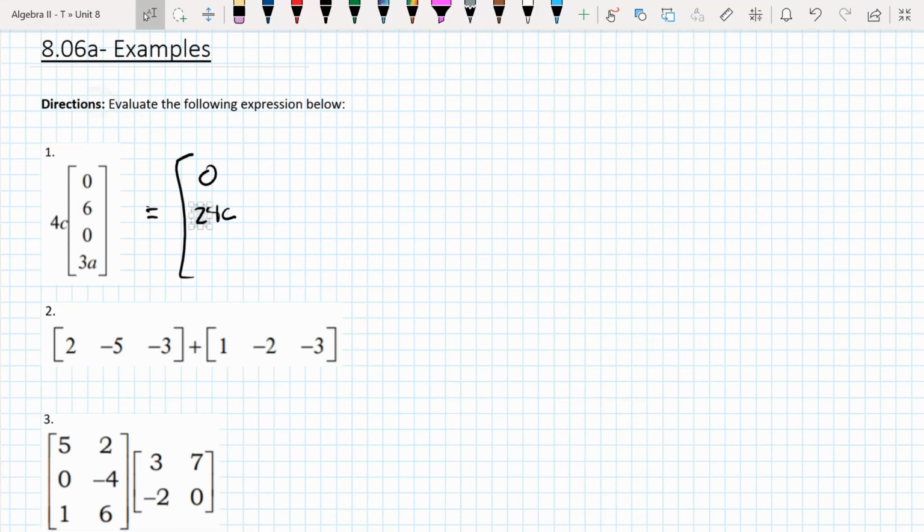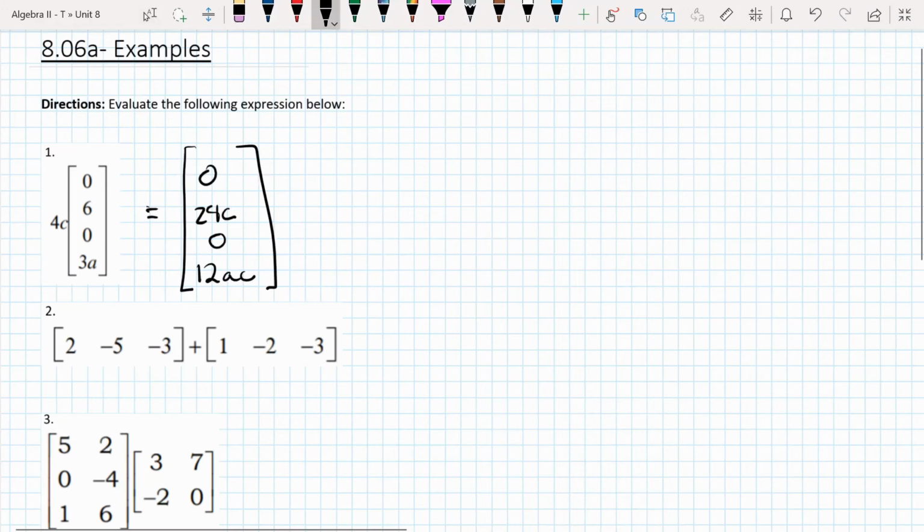0 times 4C again is 0. And then lastly, 3A times 4C. That's 12AC. And that's the answer for that one. Okay, not too bad, I don't think. Next one also isn't too bad. We're going to add these matrices together. It's a 1 by 3 matrix because there's 1 row and 3 columns.